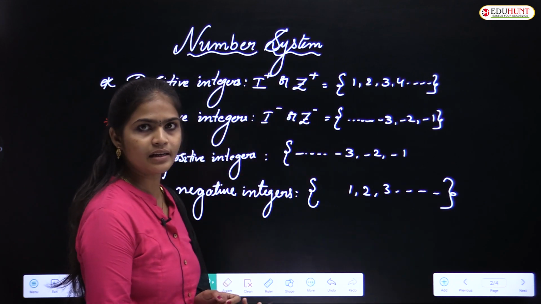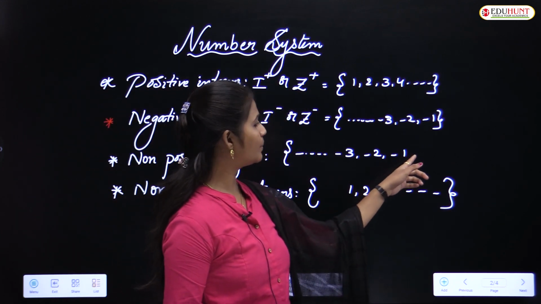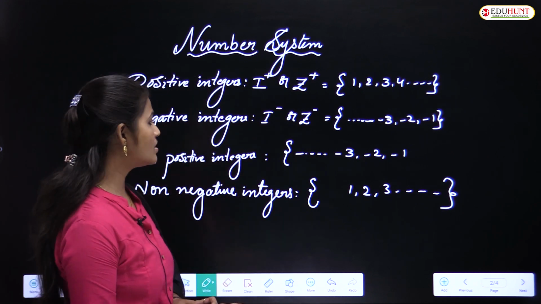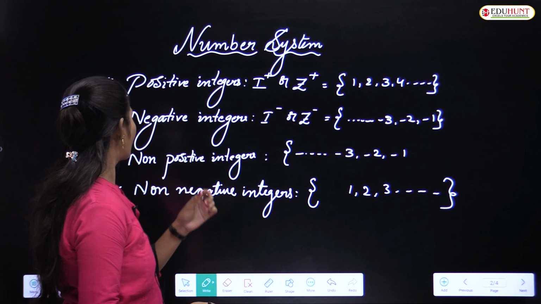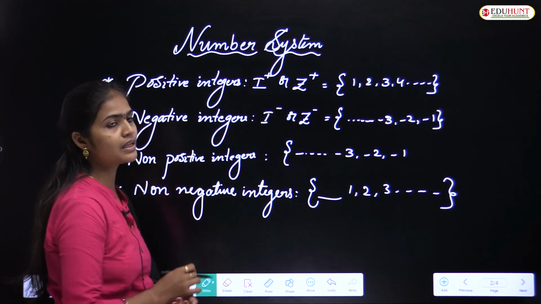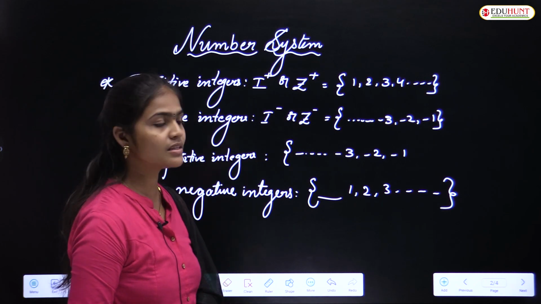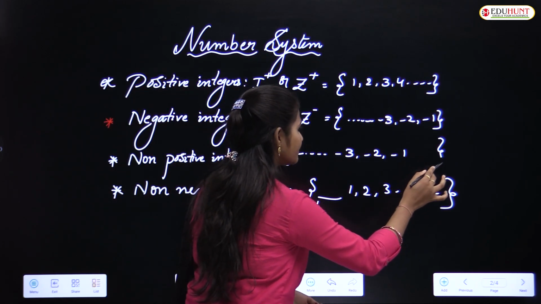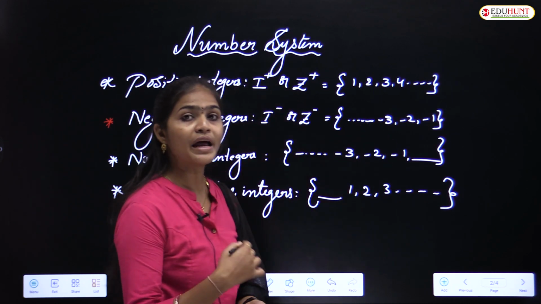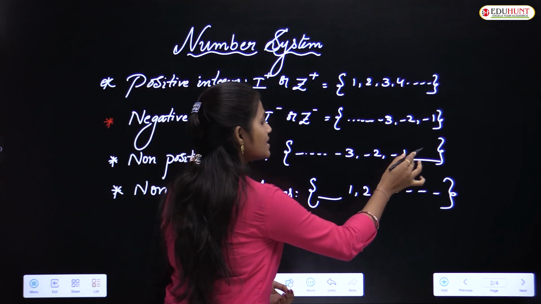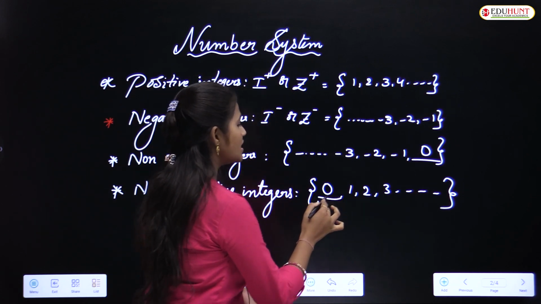Did you get any doubt here? Why didn't I put brackets here? Why didn't I close that set? Because my question is about non-positive integers and non-negative integers. Again I kept one blank here. Why did I keep that blank? Because one more integer will come here. What is that integer? That is 0, and here also 0.